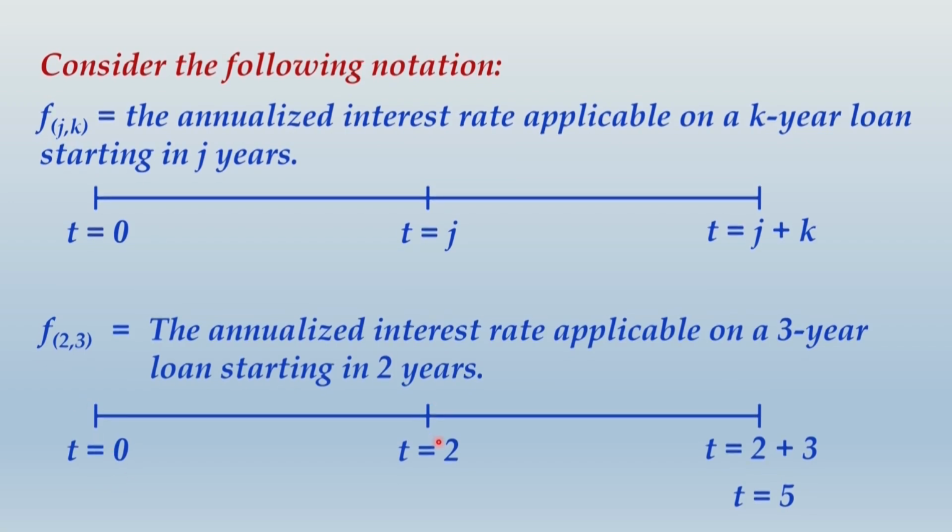When t equals 2, it is the date at which the borrowings will initiate, and when t equals 5, it is the date at which the borrowing will terminate. So what is the duration of the borrowing? It is from t equal to 2 to t equal to 5. That means it is for this gap, that is 3 years. So the duration of borrowing is always considered as k years, and the number of years after which you initiate your borrowing is j years. Let us move ahead and continue further.